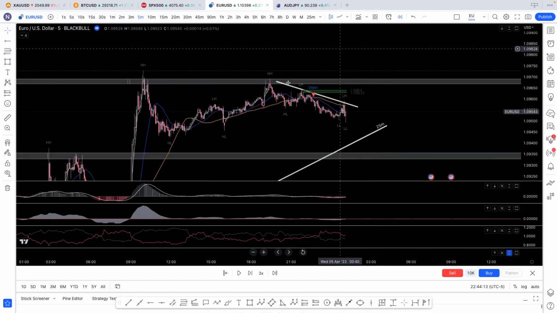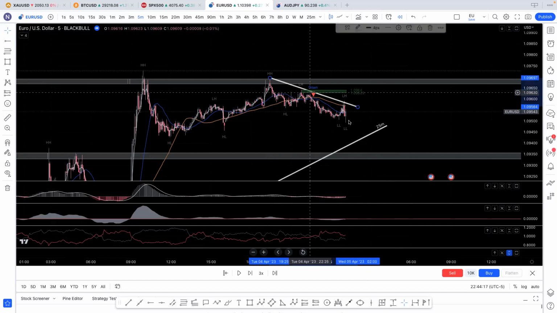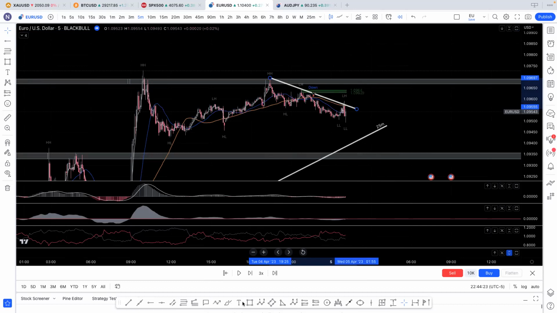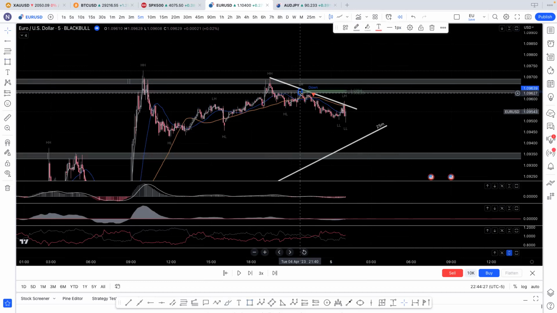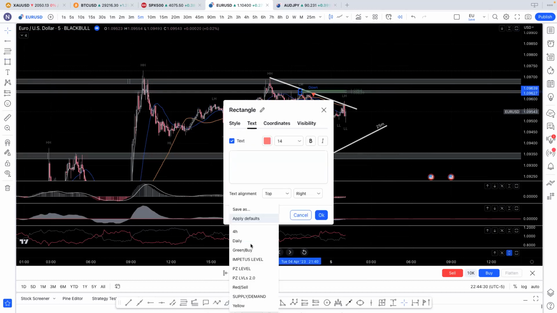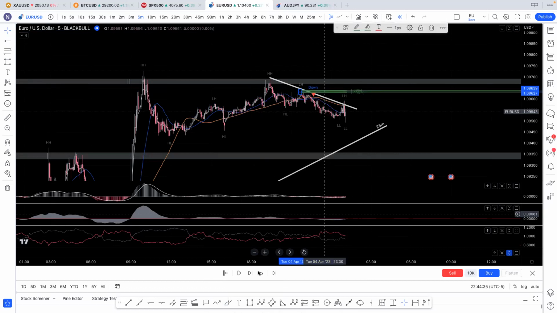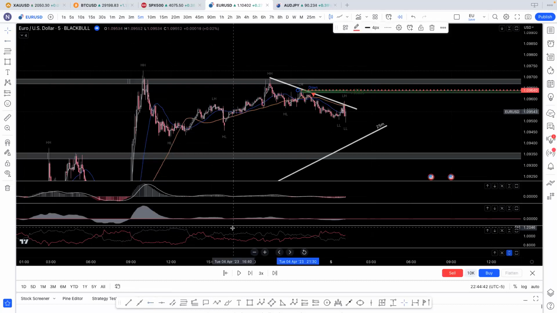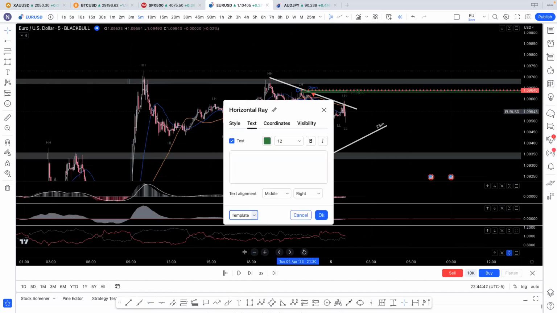So what I'm looking at here is I have this higher high. I'm trapping this trend. I don't have any other crosses. I have an impetus level here. So in the event price gets back up to that level and breaks it, then I can be looking for potential buys. And I'm going to mark this.